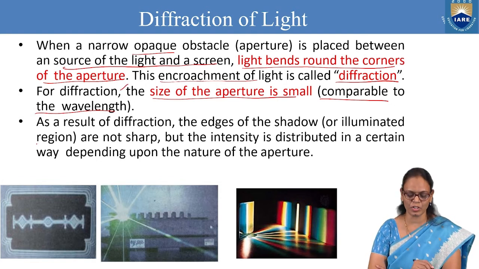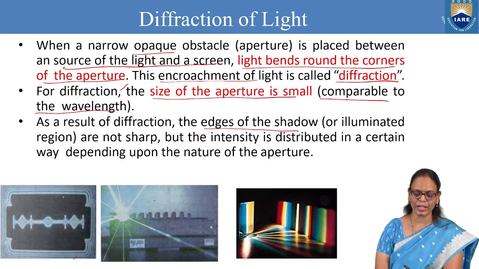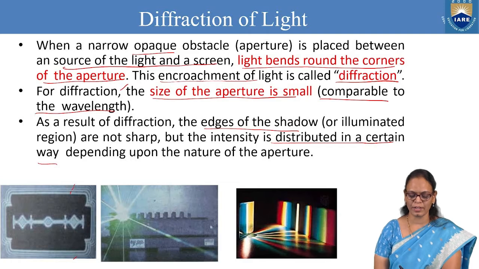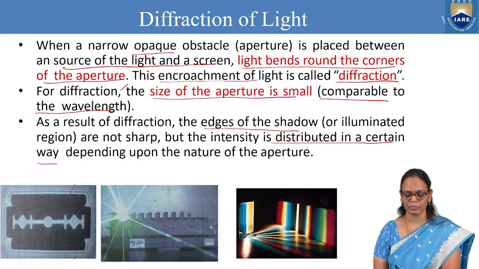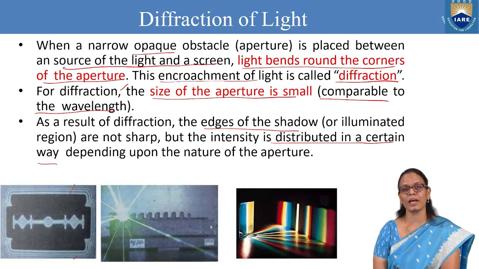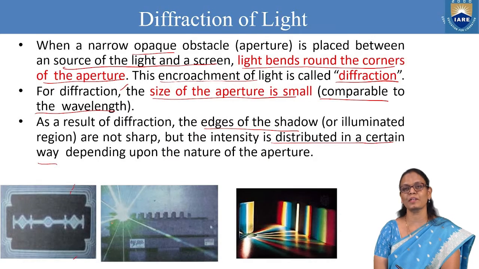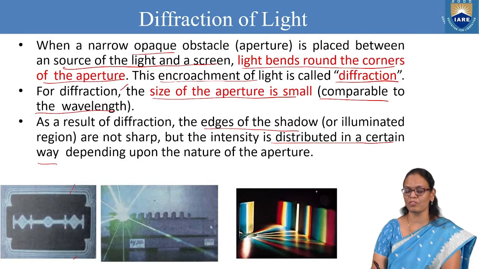In our day-to-day life, we see this when light bends around edges. Here we see a blade where the edges are very thin. When light falls on it, the edges are not sharp, but the intensity is distributed in a certain way, depending upon the nature of the aperture. Similarly, if you go to a place where light comes through a very narrow opening, when light travels through this narrow opening or aperture, it bends and because of which it spreads. These are a few examples of diffraction.